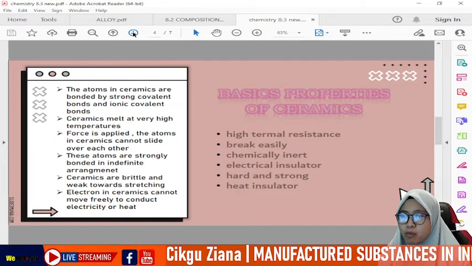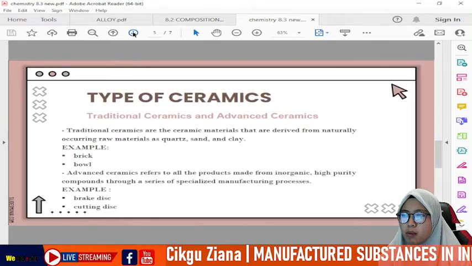These atoms are strongly bound in an indefinite arrangement. Ceramics are brittle and weak towards stretching. Electrons in ceramic cannot move freely to conduct electricity or heat. And then for your information, ceramics are not like glass. They cannot be recycled.